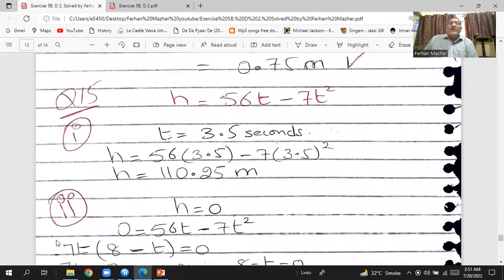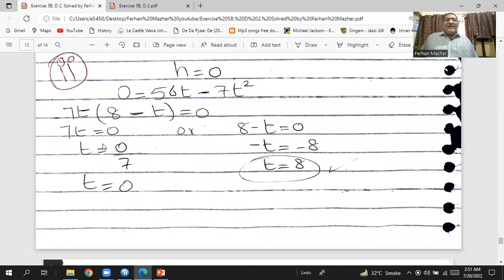So the height of the ball in question number 15 is 56t minus 7t square. Their question is, what will be the height when the time is 3.5 seconds? So it will be 56 into 3.5 minus 7 into 3.5 square. And the answer will be 110.25 meter. Very easy. Okay, then their question is when it will come back to the ground.